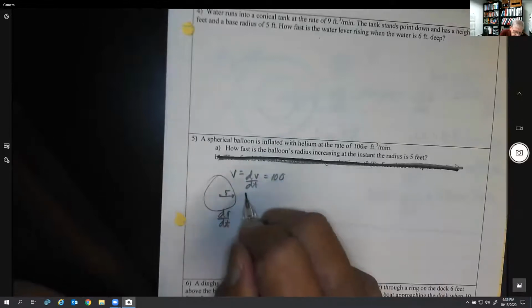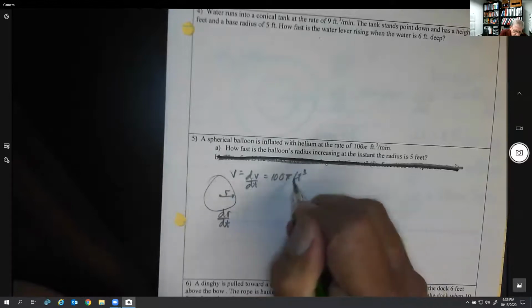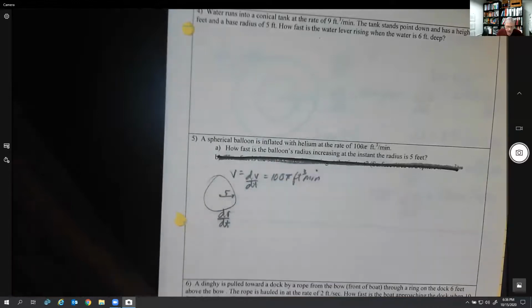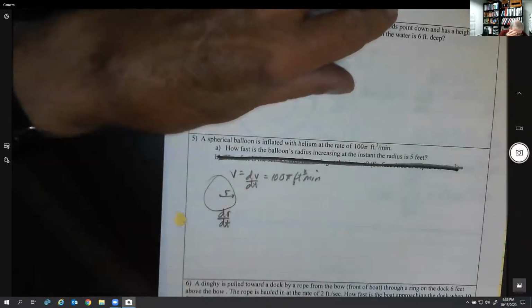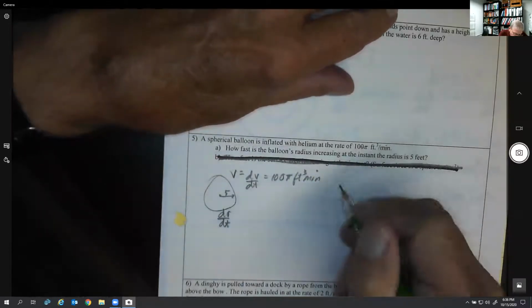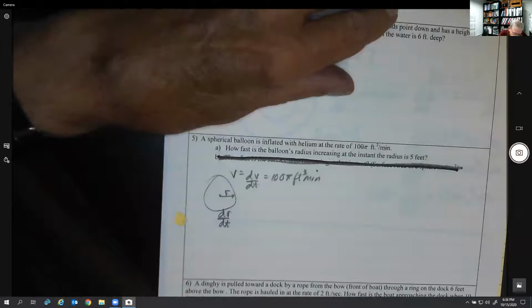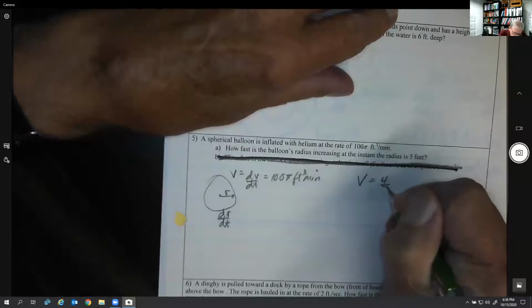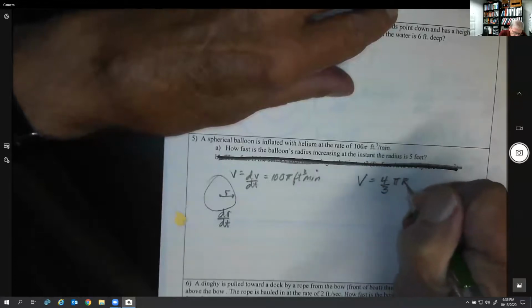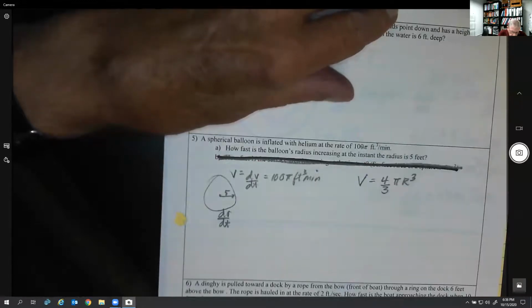dV over dt is increasing at 100 pi cubic feet per minute. I don't know. I haven't tried this one. I hope I can do it. So let's give it a shot. Formula for the volume of a sphere is volume equals 4/3 pi r cubed. Remember that.